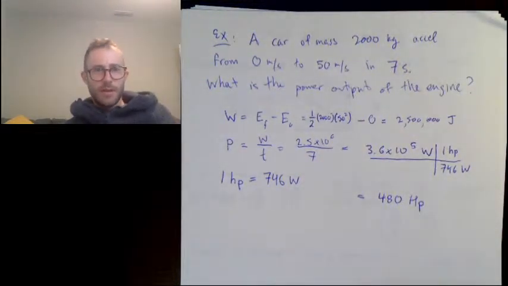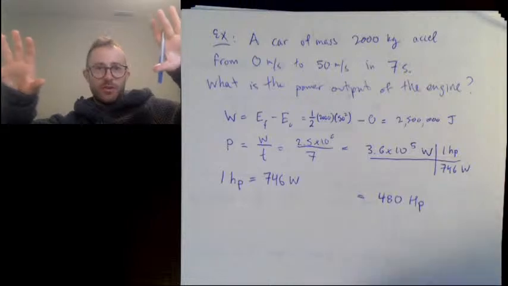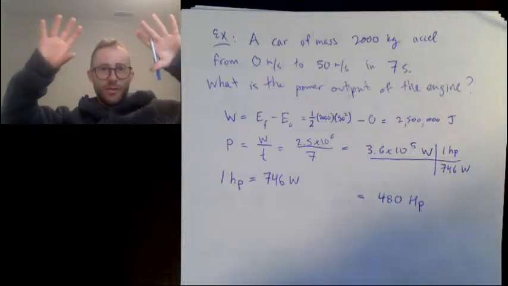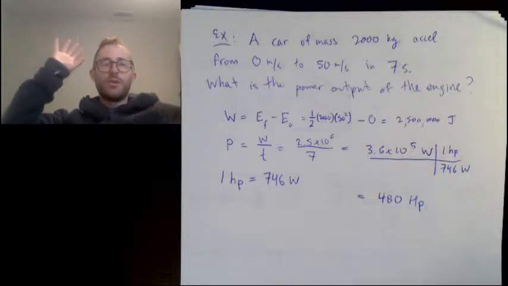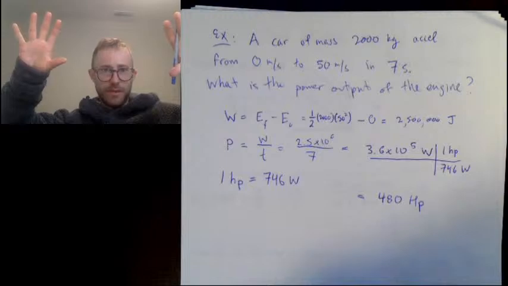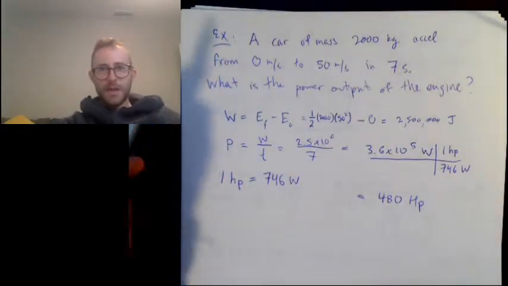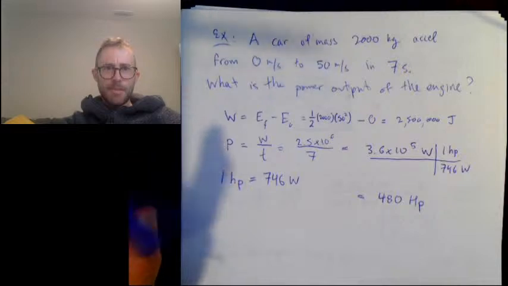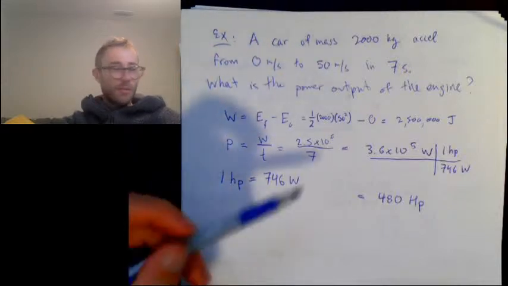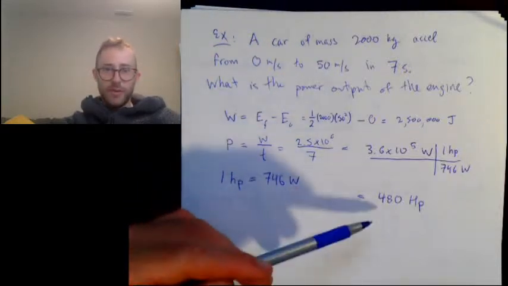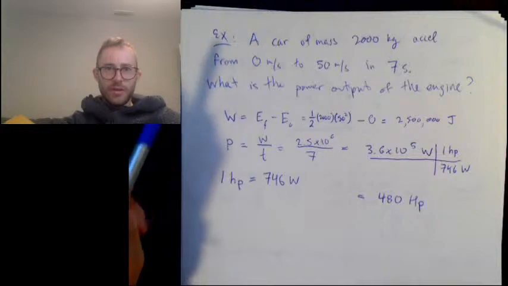I can remember my family has a boat, and each engine on the boat is 250 horsepower. So it has two 250 horsepower engines. So add those together, you get 500. So this is pretty reasonable. In reality, the power output of the engine would have to be greater than this amount.